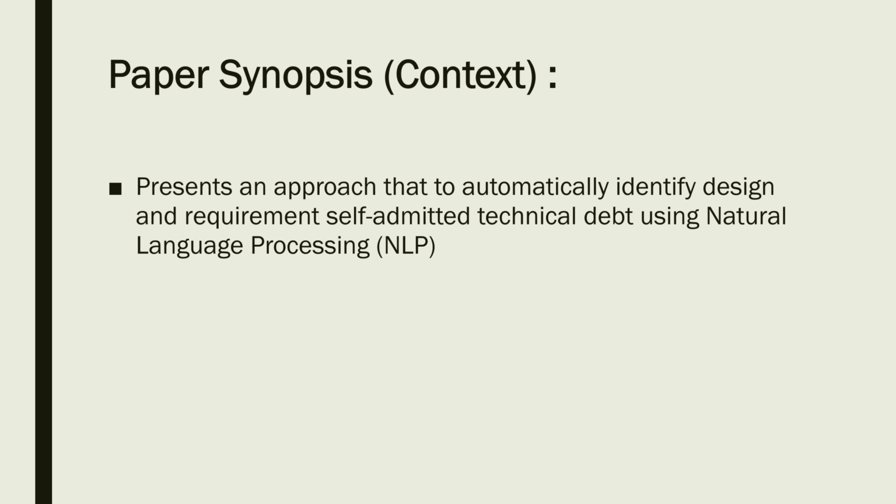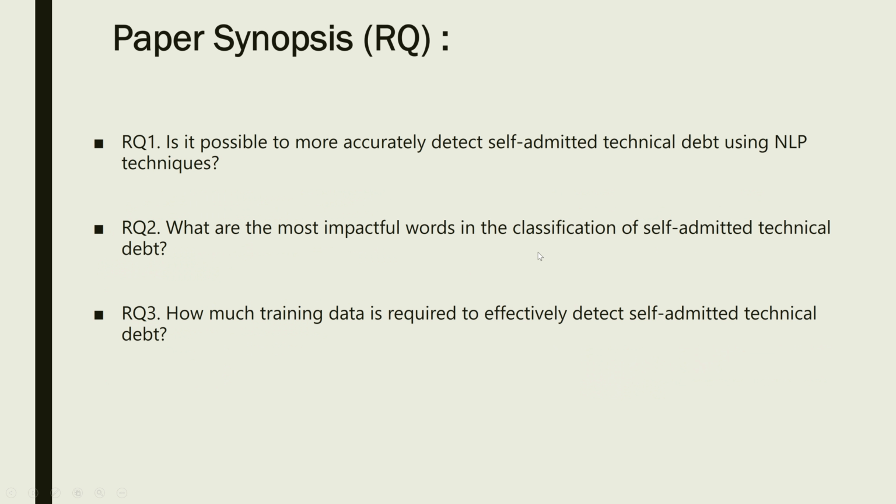So the basic idea of this paper is to present an approach that automatically identifies design and requirement self-admitted technical debt using natural language processing. This paper seeks to answer the following research questions. Is it possible to determine if NLP techniques can outperform the accuracy of the current state of the art? What are the words that developers use when expressing technical debt? And lastly, how much training data do we need in order to effectively detect self-admitted technical debt?